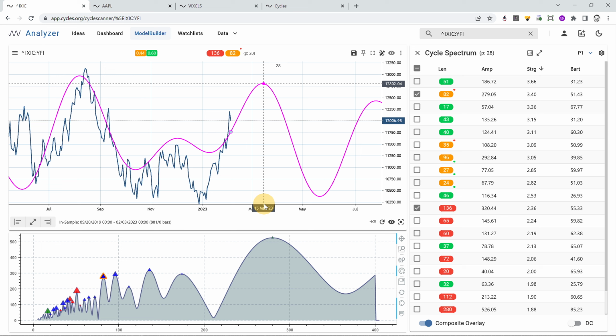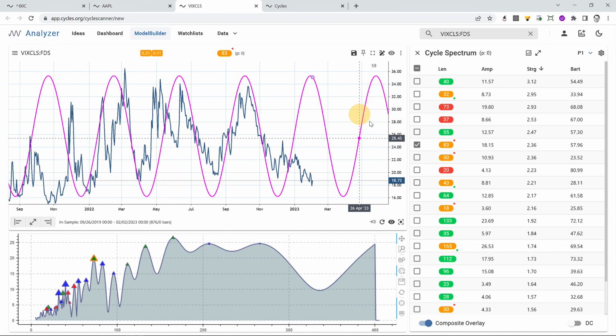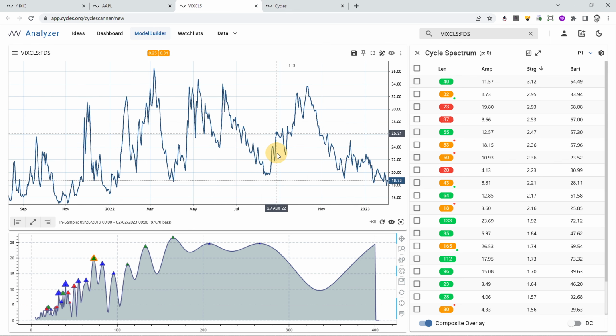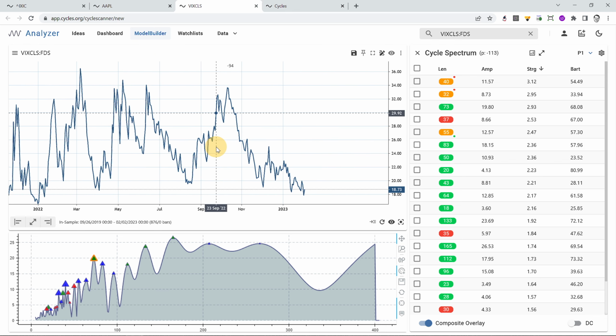However, this is a good example of where a single spectrum is really hard to read if you don't have additional information. And in addition, now let's have a look at sentiment. I really like to look at sentiment data. For example, the volatility index could be used to track cycles in the volatility index.